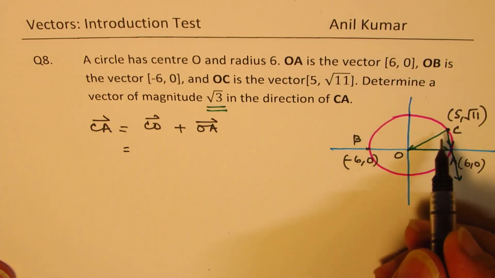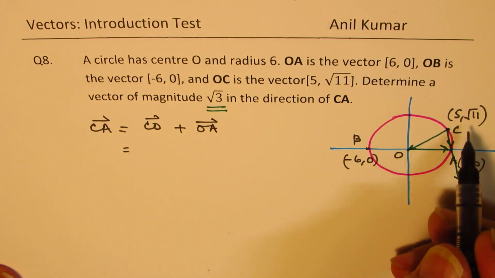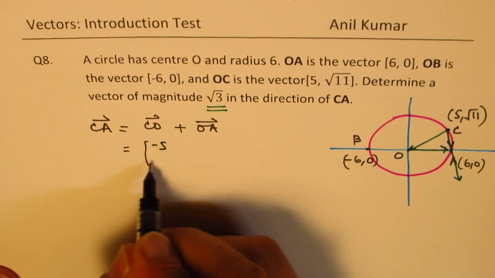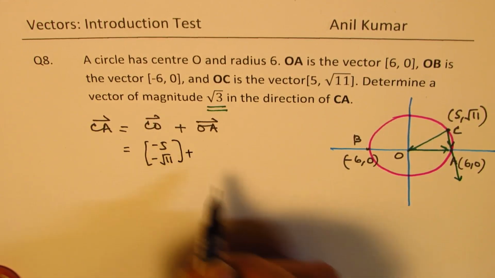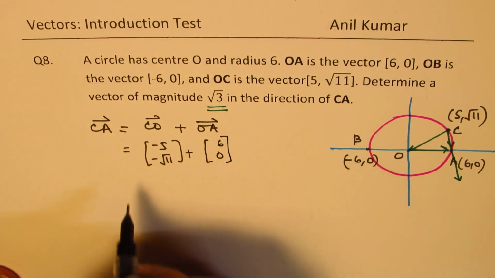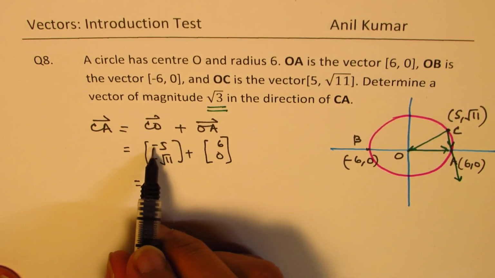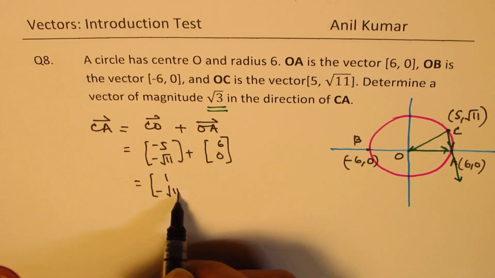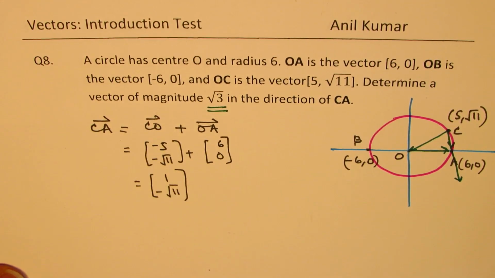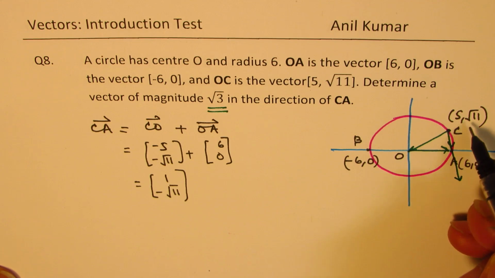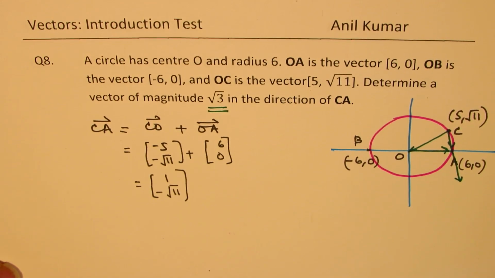So we have C to O is basically 0 minus 5, so we have minus 5, minus square root 11, plus O to A, which is 6, 0. And that gives you minus 5 and 6 gives you 1, and 0, this gives you minus square root 11. Right? You could do like this. You could also do directly. You can do 6 minus 5, which is 1, 0 minus square root 11, that is it, right? So you could do directly also, but that's an alternate way of doing it.